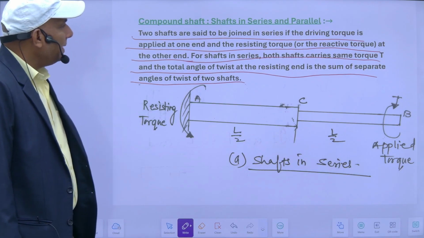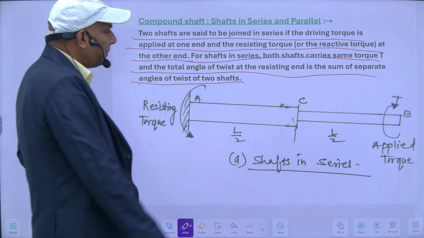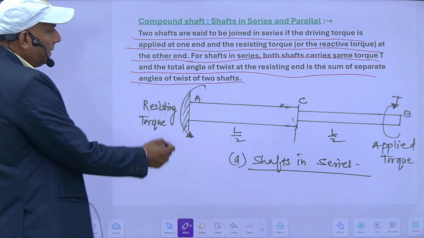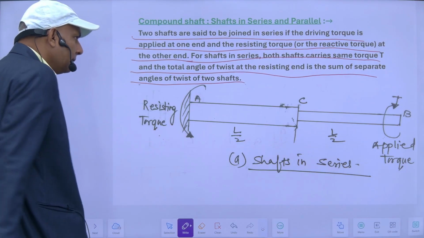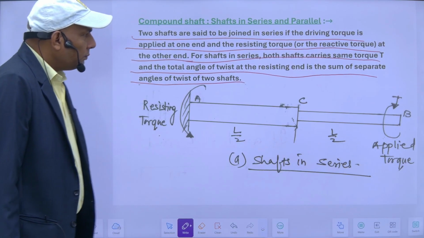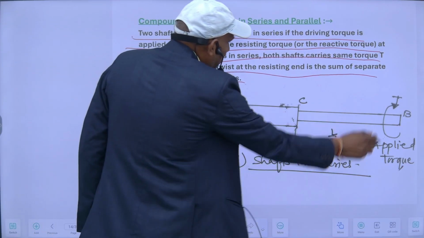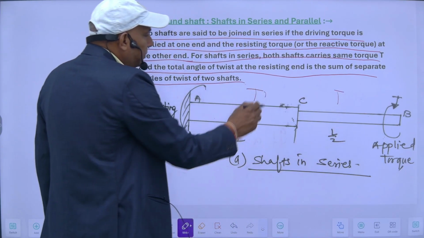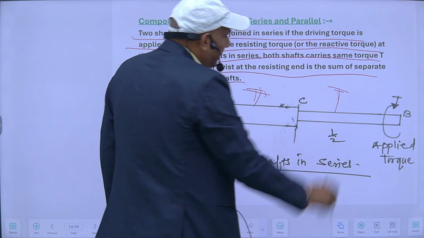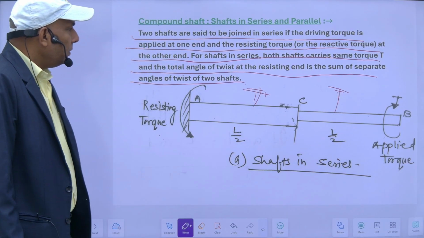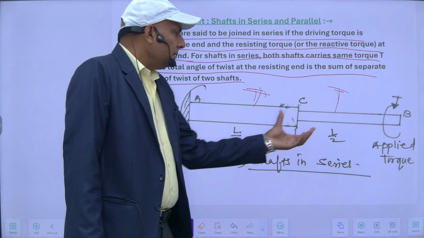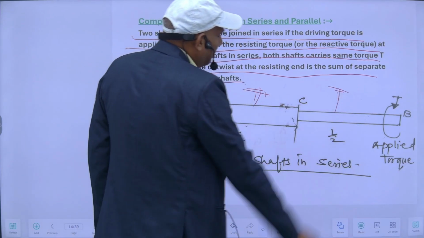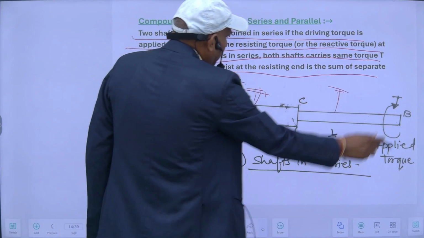Two shafts are said to be joined in series if the driving torque is applied at this end and the resisting torque is the reacting torque at the other end. For shafts in series, both shafts carry the same torque. So my torque will be the same. For this portion it will be T and for this portion also it will be T. Only thing is that my angle of twist is different, and the sum of this angle of twist plus this angle of twist will be the total twist here.